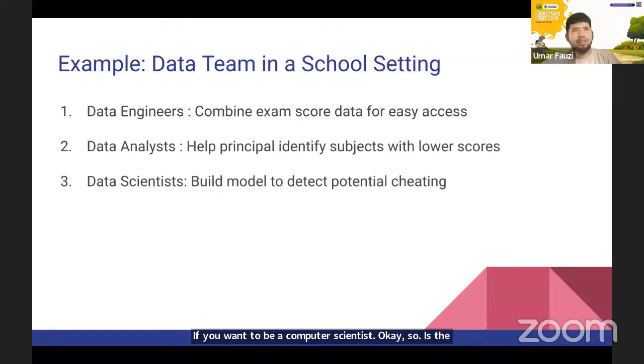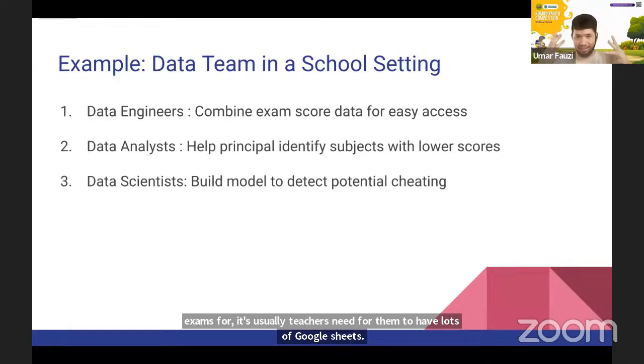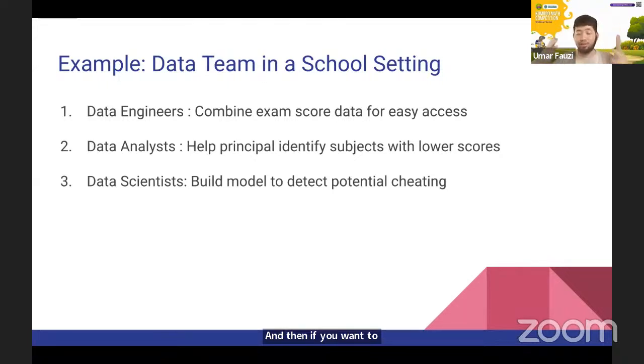Let's go back to that school setting I mentioned a couple of times, right? So a data engineer, since exam scores are usually input by teachers into lots of Google Sheets, and if the data analyst wants to analyze or the data scientist wants to predict using all of this data, it needs to be in one place. That's a data engineer's job. To combine all of this data into one easy to access, easily understandable data set.